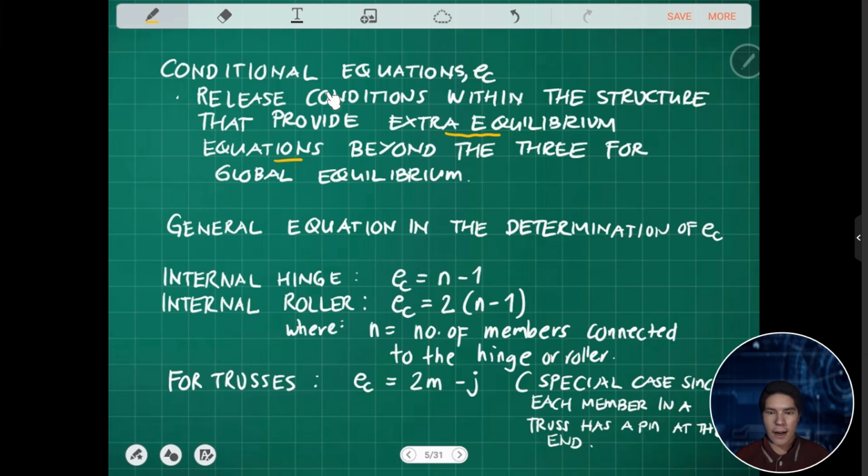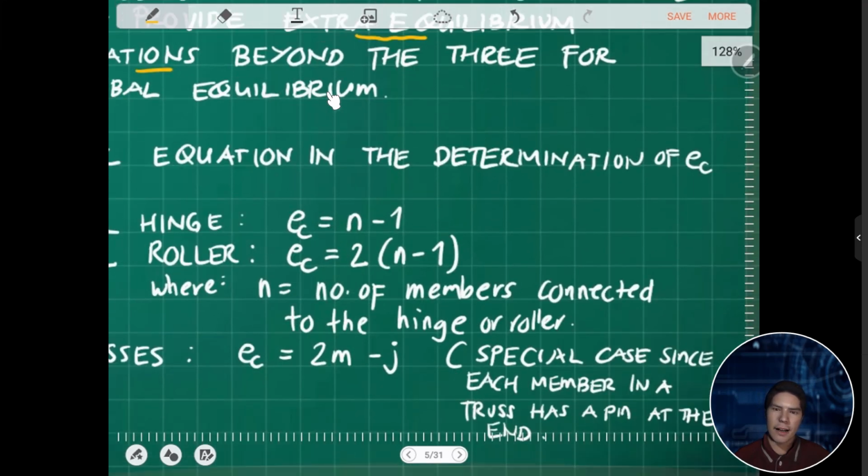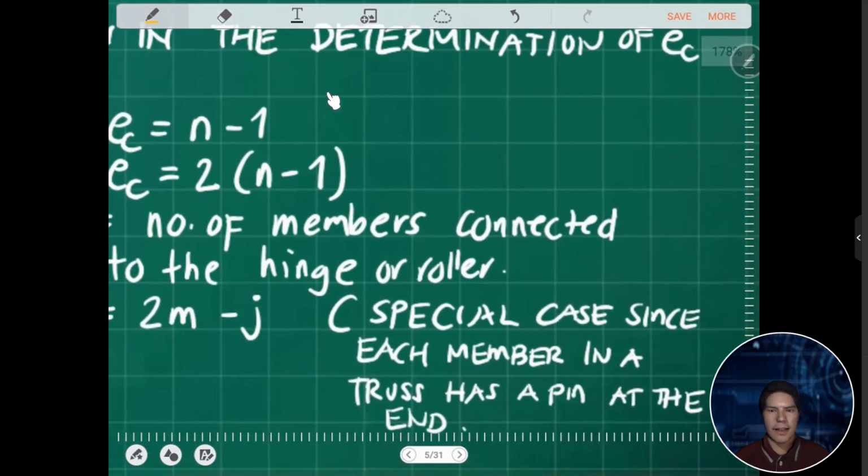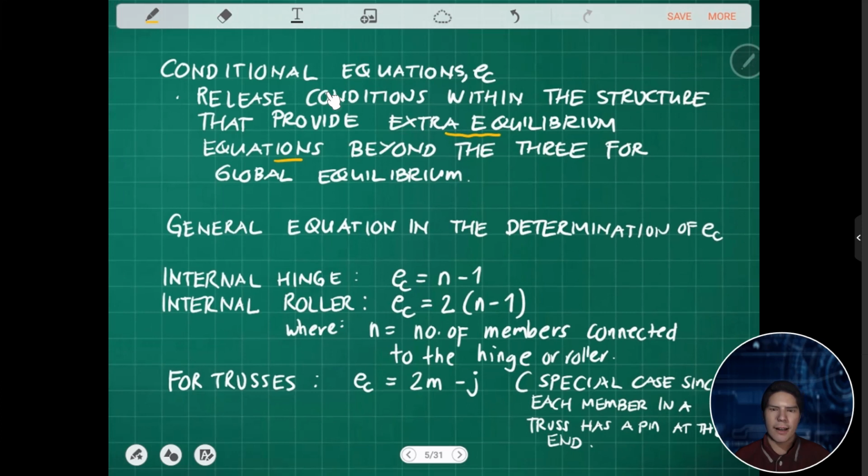No? So if it is an internal hinge, EC is just n minus 1, and if it is an internal roller, EC is just 2 times the quantity of n minus 1, where n is the number of members connected to the hinge or roller support. So for trusses, that is a special case since each member in a truss has a pin at each end. No? So in one member, each end is a pin support or a hinge support. So that is a special case.